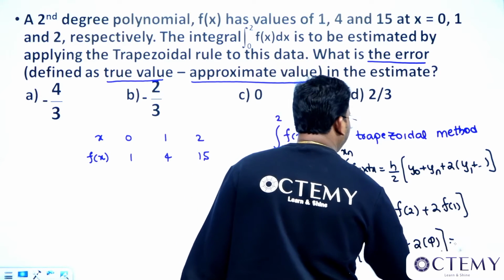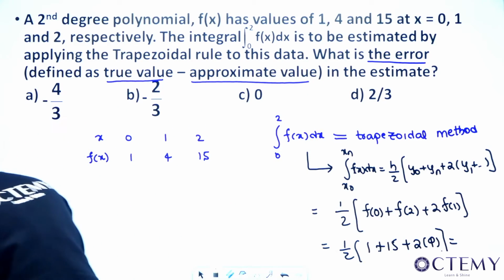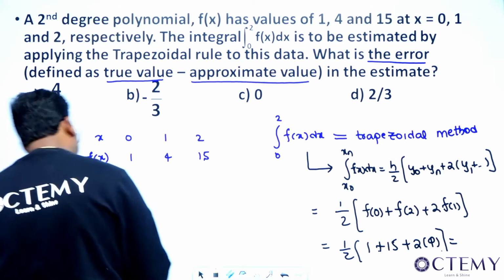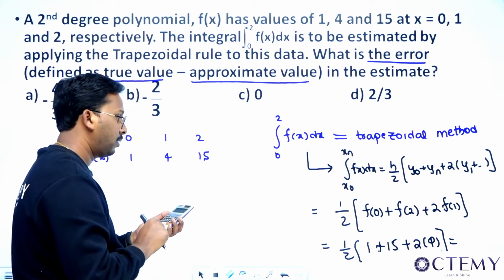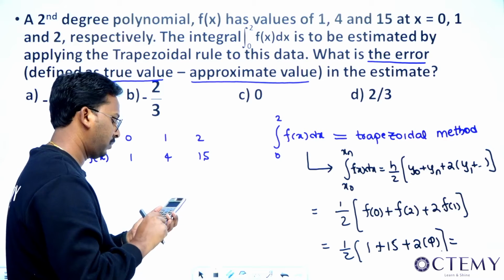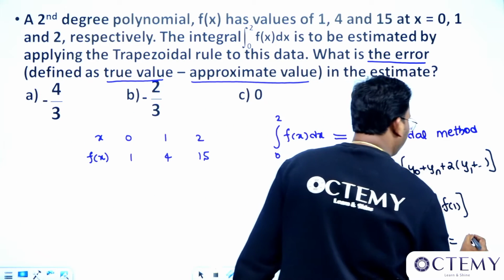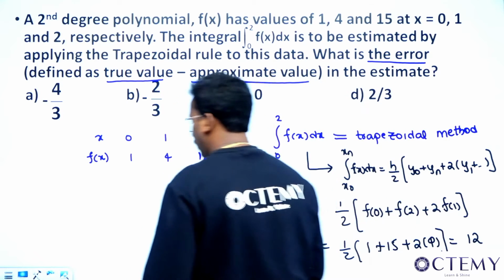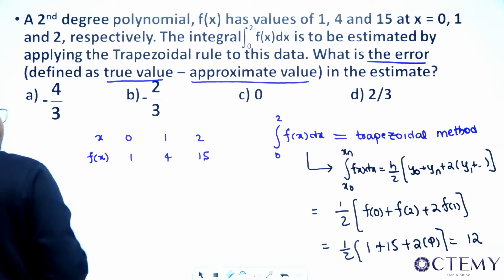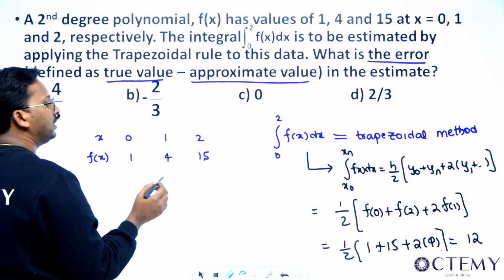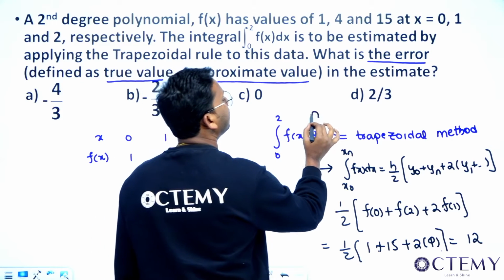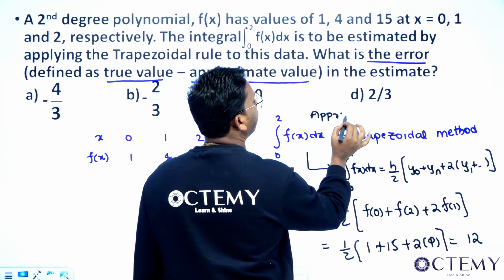If you put this in the calculator, what will you get? You should get 12. Very good. Now we have to find the exact one, because this is the approximate estimate.